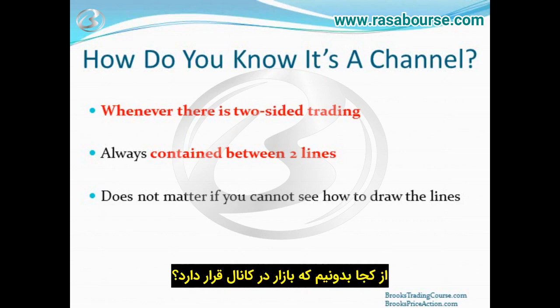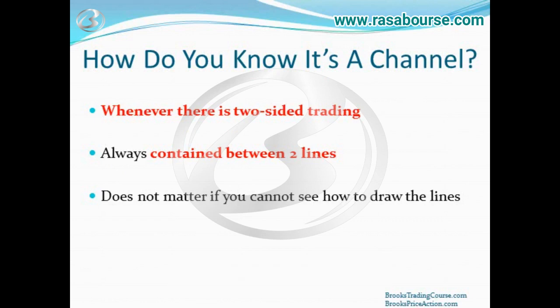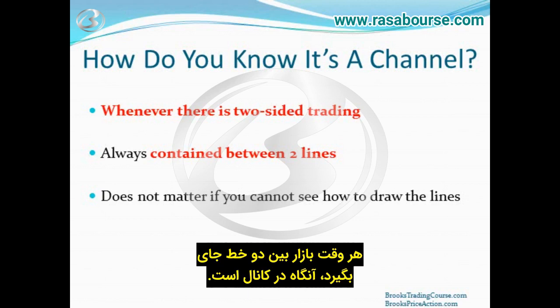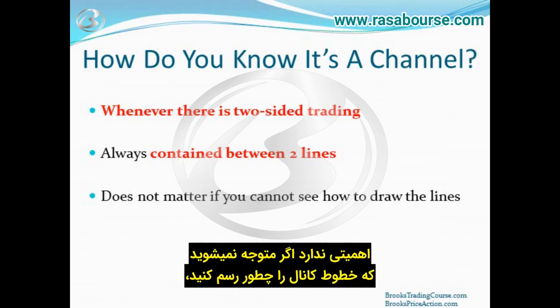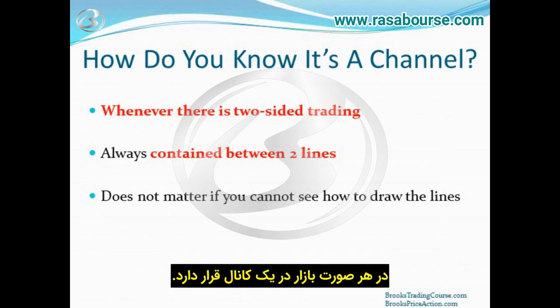How do you know that the market is in a channel? Whenever the market can be contained within two lines, it's in a channel. So whenever there's any two-sided trading present, there's a channel. It doesn't matter if you can see how to draw the lines, the market is in a channel.